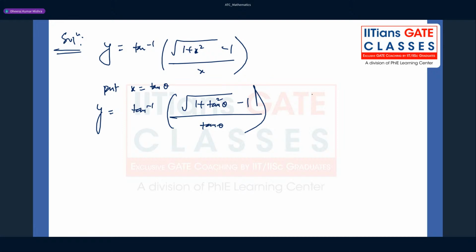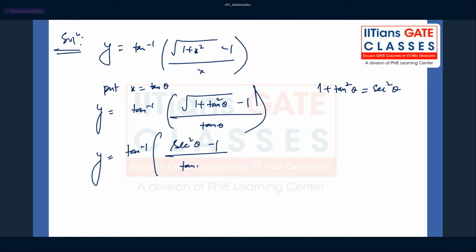So you know one identity, right? In the last session also I told you one identity: tan square theta plus 1 equals sec square theta. So it becomes tan inverse. This is nothing but sec square theta. You can plug it inside this square root, so you'll get sec square theta only. This is very important: sec square theta minus 1 by tan theta.